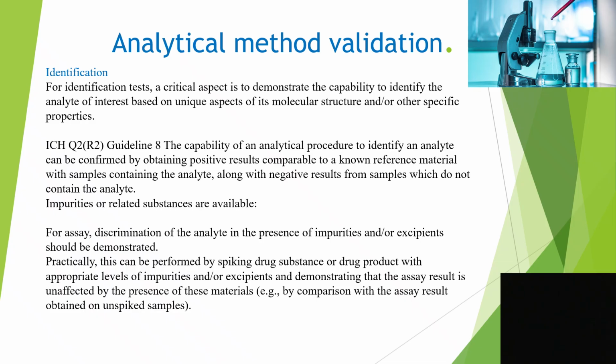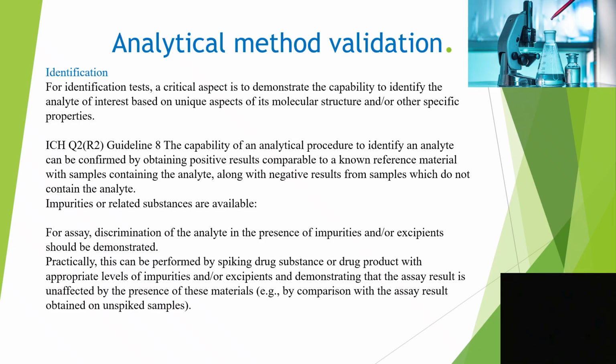In the case of an identification test, a critical aspect is to demonstrate the capability to identify the analyte of interest based on the unique aspects of its molecular structure and/or other specific properties. As per the ICH Q2(R2) guideline, the capability of an analytical procedure to identify an analyte can be confirmed by obtaining positive results comparable to a known reference material.